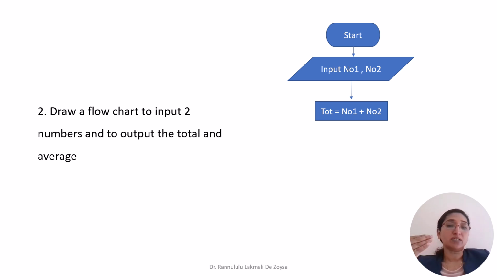And once you calculated the total, then what you should do? You need to find the average. How to find the average? What is the average of two numbers?